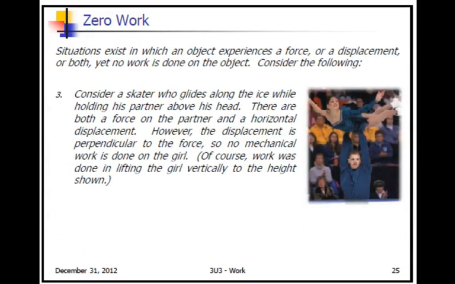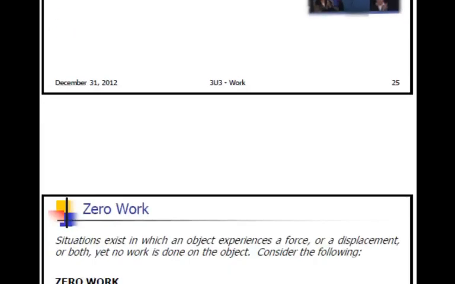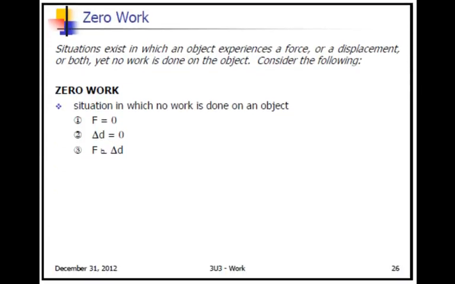Another situation here: we have a pair of figure skaters. One figure skater is holding the other above his head, and he is moving horizontally and she is moving horizontally, but his force is applied vertically, and in that case no work is being done in lifting the girl because there is no displacement in the vertical direction. So those are situations where zero work occurs. Either the force is zero, the displacement is zero, or the force is perpendicular to the displacement.